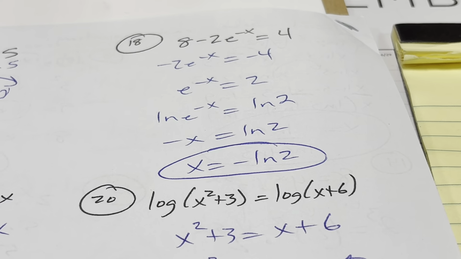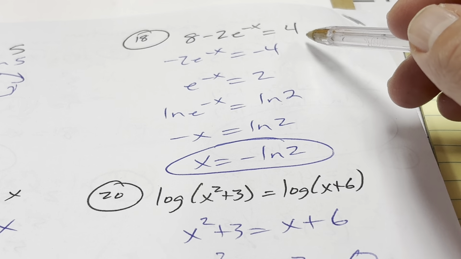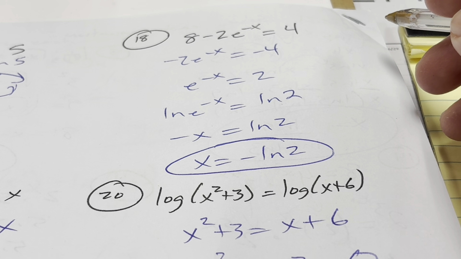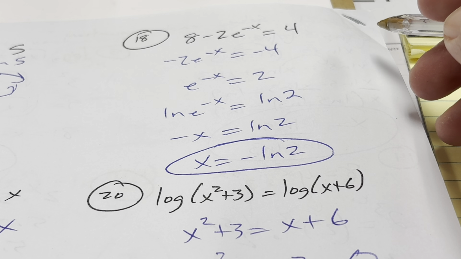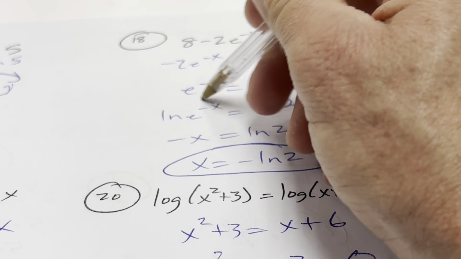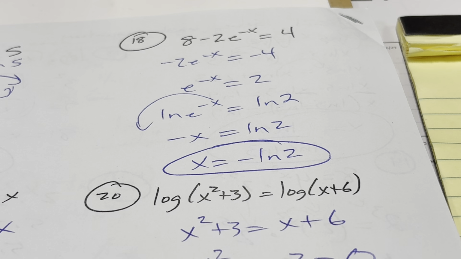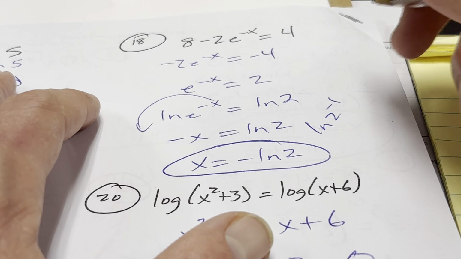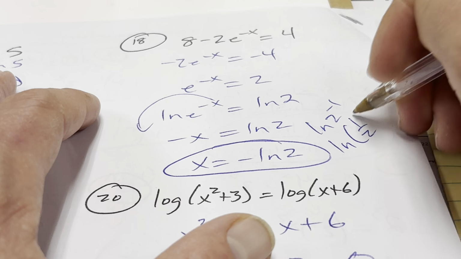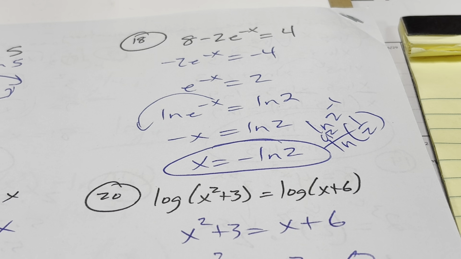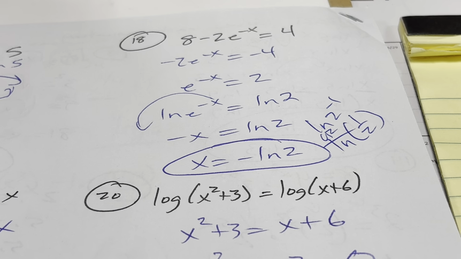All right, here's 18. 18, we're going to subtract 8 from both sides. Divide by negative 2. We get e to the negative x is equal to 2. I'm going to attach natural log to both sides. I get negative x is equal to natural log 2, so x is the opposite of natural log 2. You can also say natural log of 2 to the negative first, which is also natural log 1/2. That's pretty nifty, but the opposite of natural log 2 is going to get you full credit, I promise.